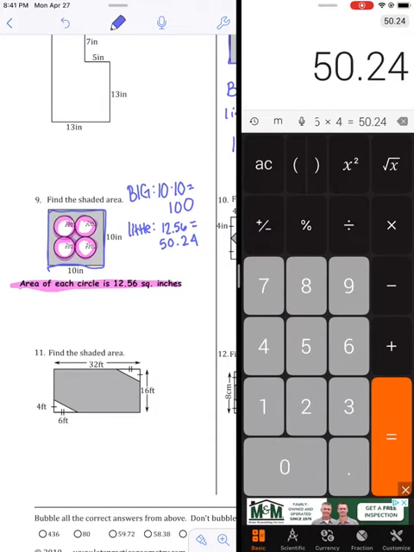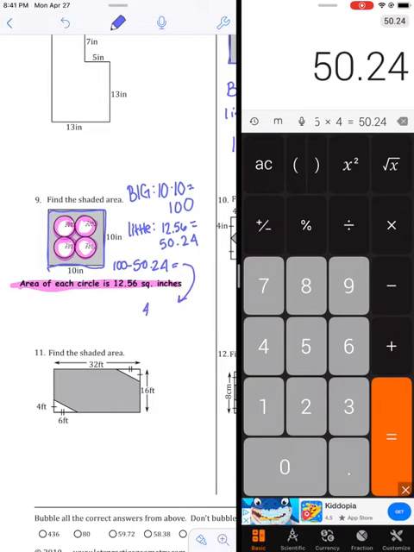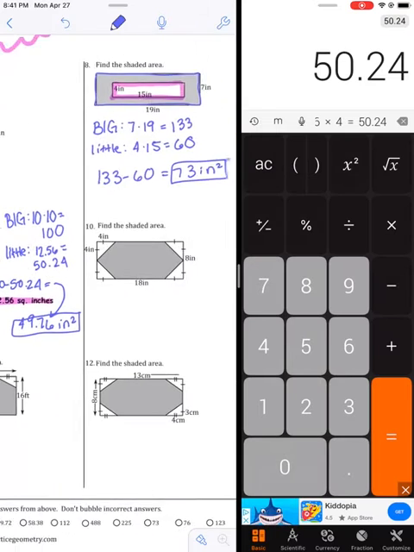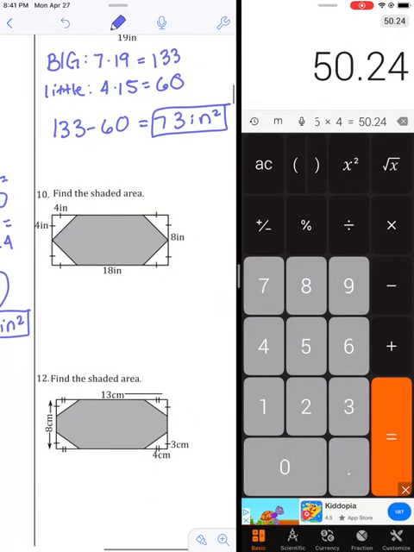So the big blue guy is 100, and the total of all the pink guys put together is 50.24. Now I need to subtract. So 100 minus 50.24 is, I'm going to write it down here, 49.76 inches squared. That was a tricky one because we're not used to working with circles, and there was more than one of them.